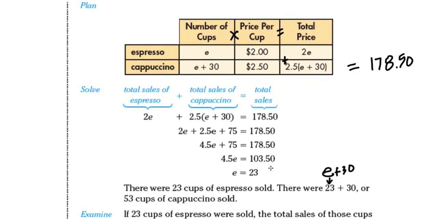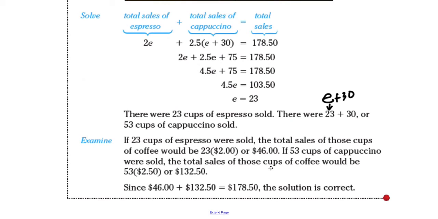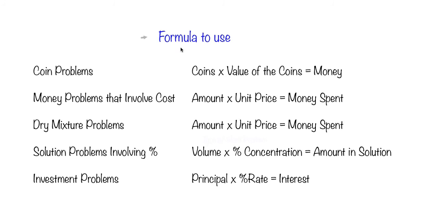And this is a good example of a mixture problem, and this is something that you need to know right here. So in a mixture problem, there is always a formula you use. It may be a coin problem for mixture, wherein the formula that you will use will be coins times the value of the coins, which will equal the money.